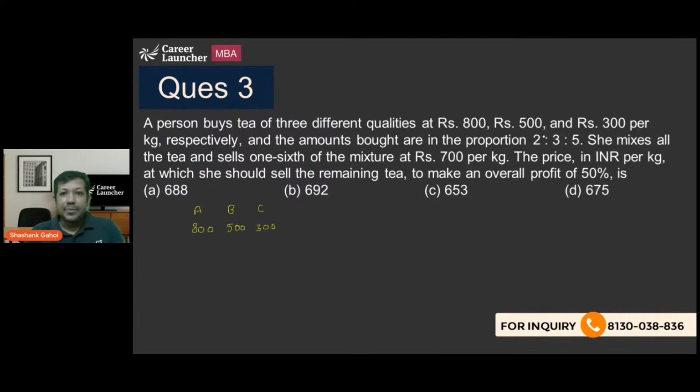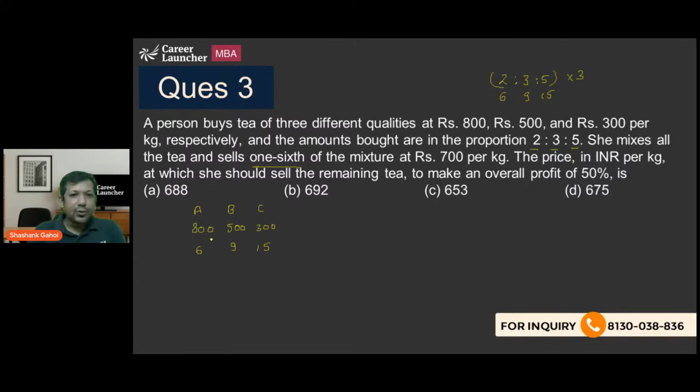Okay. And he is buying in the ratio of 2, 3, 5, and he sells 1/6. Okay. So I should take a value that is in the ratio of 2 is to 3 is to 5, as well as a multiple of 6. So 2 plus 3 plus 5 is 10. So let's assume total value is 30. So 2 is to 3 is to 5. If I multiply everything by 3, it is going to be 6, 9, and 15. So 6 kg of this, 9 kg of this, 15 kg of this.